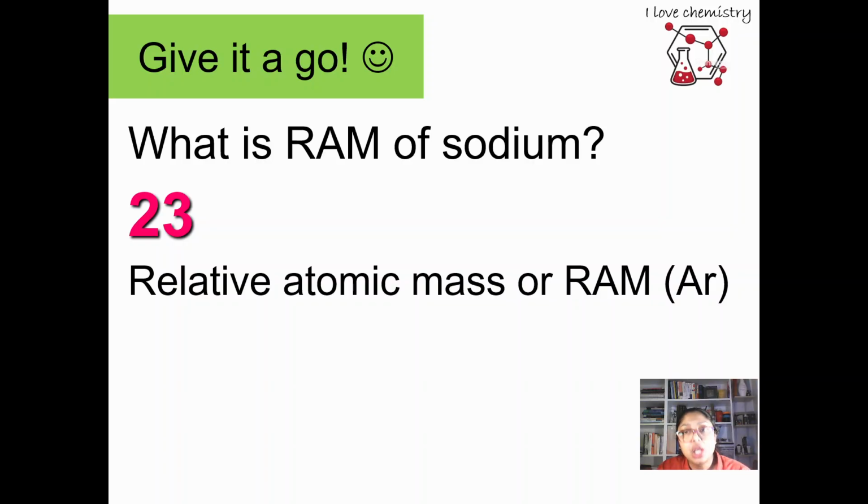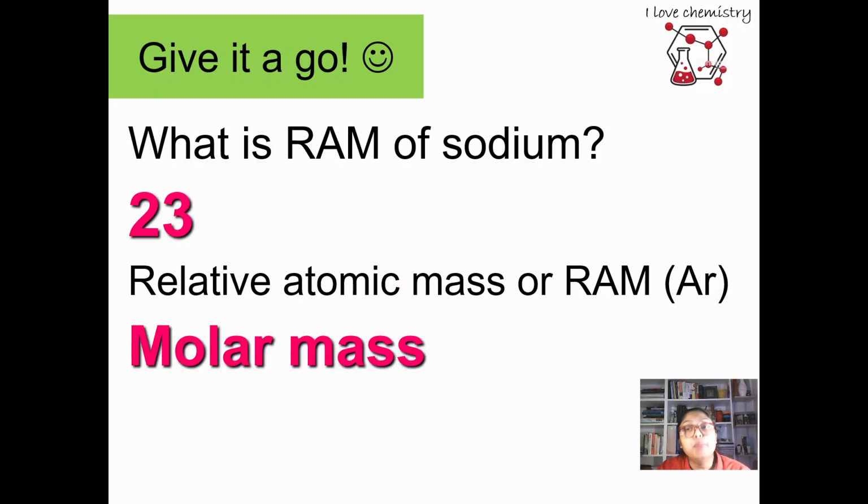When you say 23 gram per mole, it is called molar mass, mass of 1 mole. The unit is gram per mole because the mass is 23 of 1 mole of sodium.